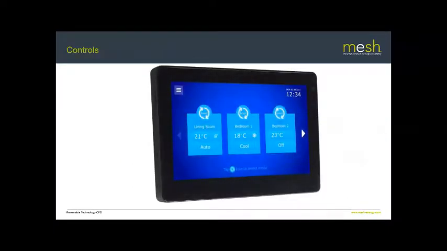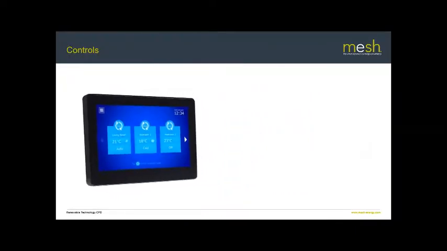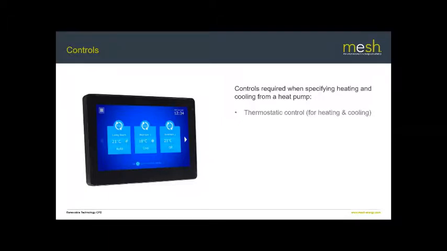Finally, let's look at some controls. This is a typical controller made by a company called Tightness. It allows both heating and cooling management and will control the speed of fan coil units. Controls are required when specifying heating and cooling from a heat pump. First of all, you'll need some sort of thermostatic control to control when there is a demand for heating and when there is a demand for cooling.